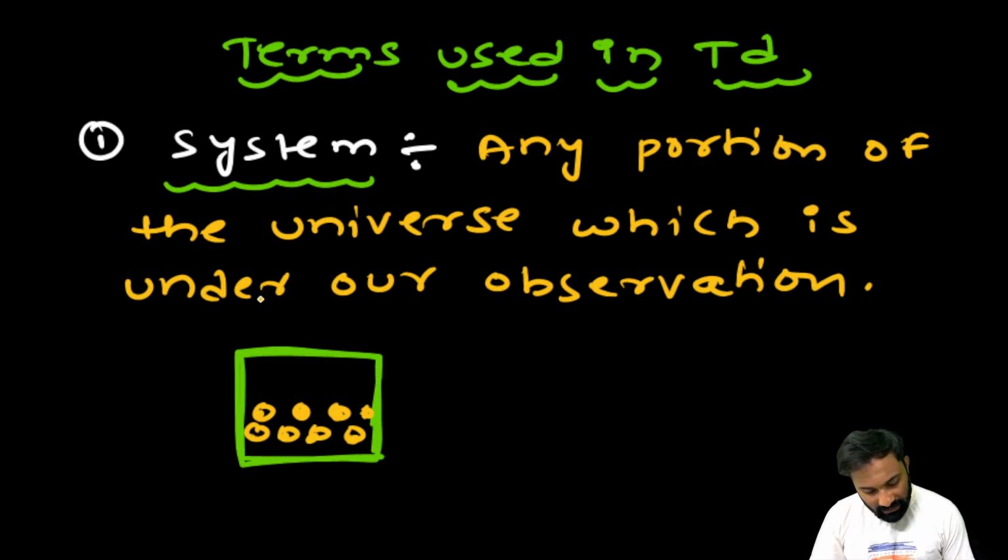Now, other than this, where this gas is undergoing this chemical reaction, the remaining place we call it as what? Surrounding. Clear? Now, this gas chemical reaction and other than that place, that we call a surrounding, and the two combined we call as what? Universe. Clear?